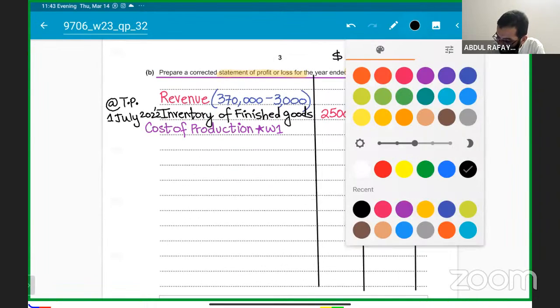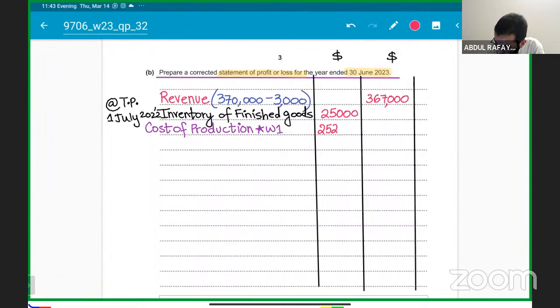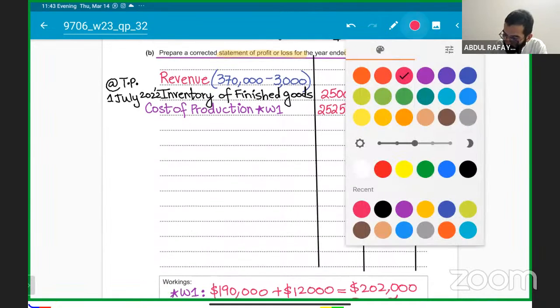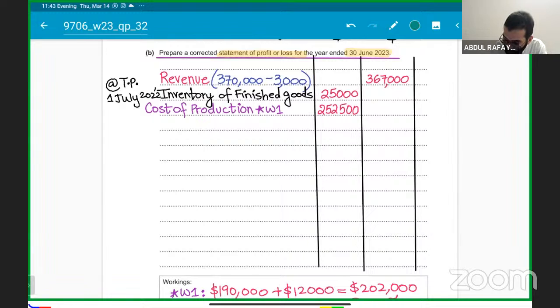So basically this will come as 252,500 as the cost of production, so that it will definitely have some marks, okay? Let me know how many people got this, understood, clear on this? Any questions, any doubts?